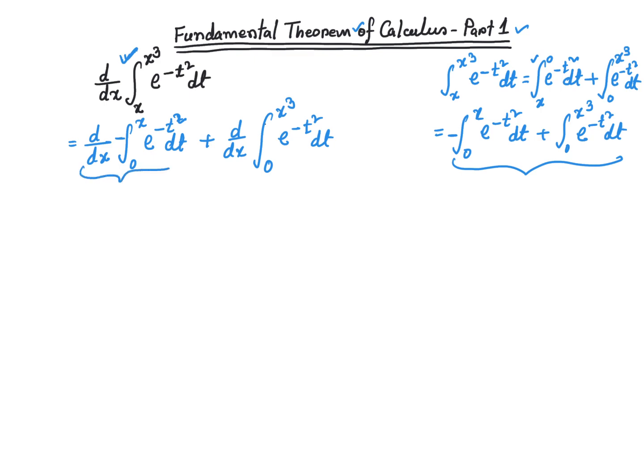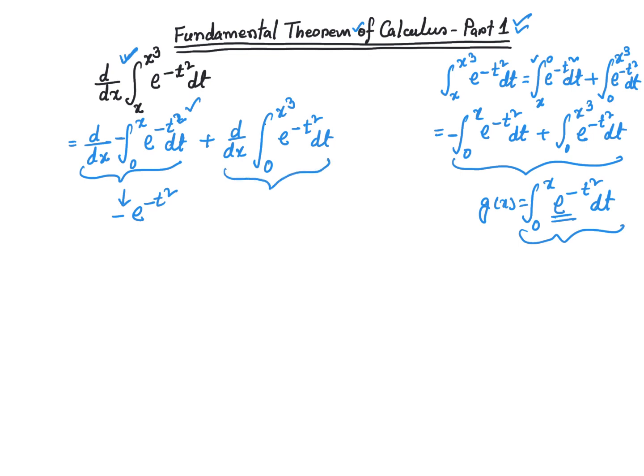This first one is very easy, which is going to be nothing but negative e to the power negative x squared by the fundamental theorem of calculus part 1. Remember, the integral from 0 to x of e to the power negative t squared dt, if we call it g of x, is the antiderivative of e to the power negative t squared, because that function is continuous on the interval under consideration. However, we need to play around with the second one a little bit.